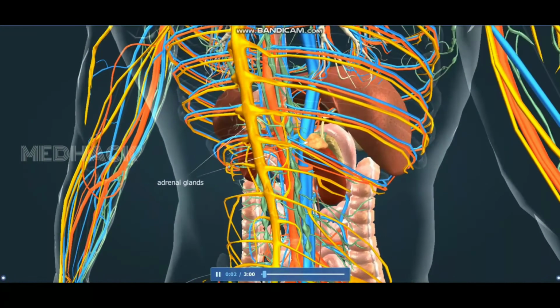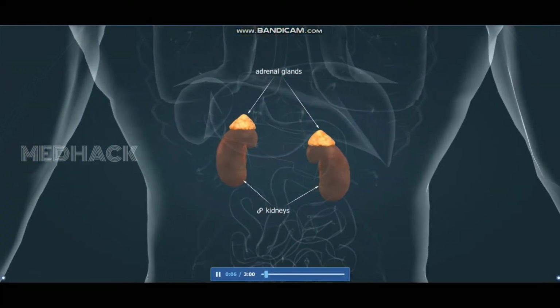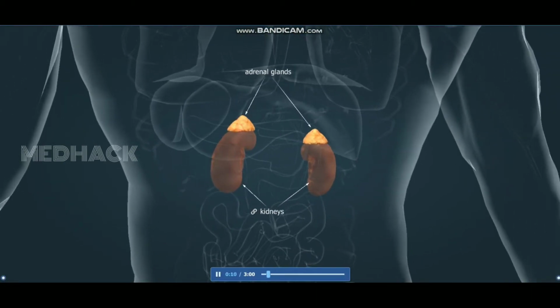The adrenal glands are among the most important glands in the human endocrine system. They are located above the kidneys. In adults, they weigh a mere 4 to 5 grams.